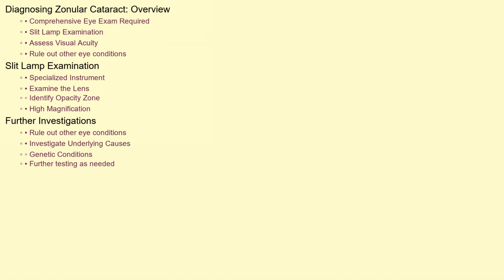Diagnosing a zonular cataract involves a comprehensive eye exam. Your eye doctor will use specialized instruments, such as a slit lamp, to examine the lens and identify the characteristic zone of opacity. They will also assess your visual acuity to determine how much the cataract is affecting your vision. Other tests may be performed to rule out other eye conditions and to investigate potential underlying causes like genetic conditions.